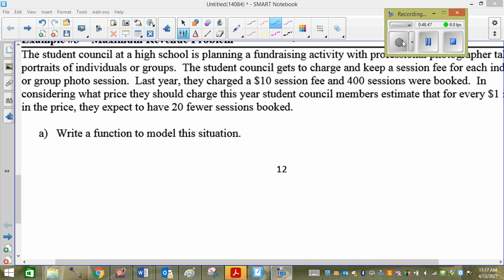So in this case, they say a student council at a high school is planning a fundraiser activity with a professional photographer taking portraits of individuals or groups. The student council gets to charge and keep a session fee for each individual or group photo session. Last year they charged $10 for a session fee and 400 sessions were booked. In considering what price they should charge this year, the student council members estimate that for every $1 price increase, they'll get 20 fewer sessions booked.